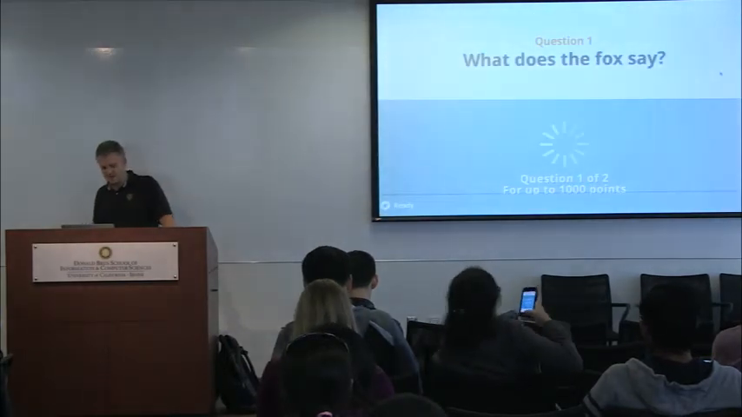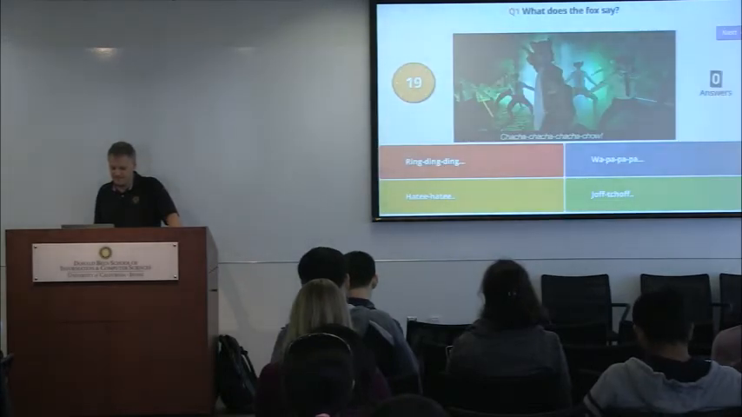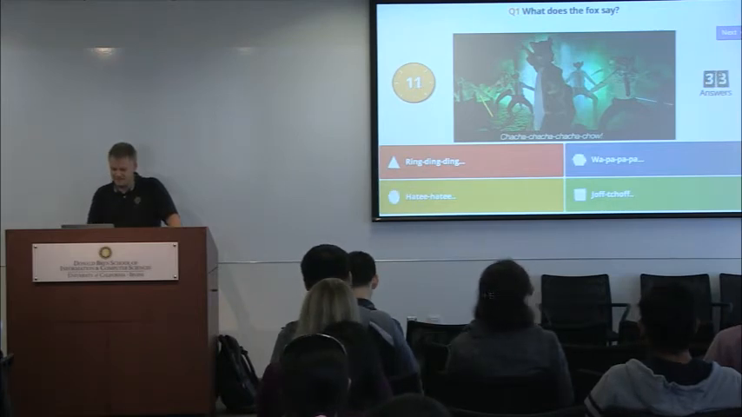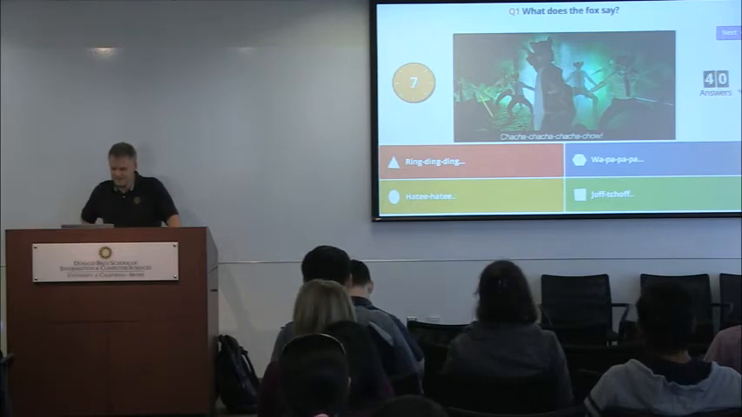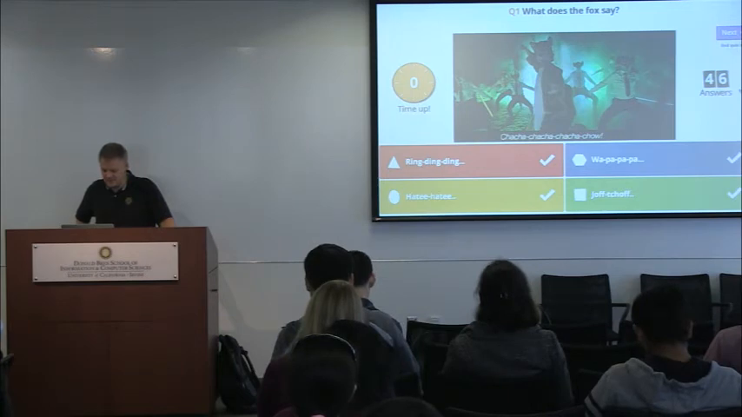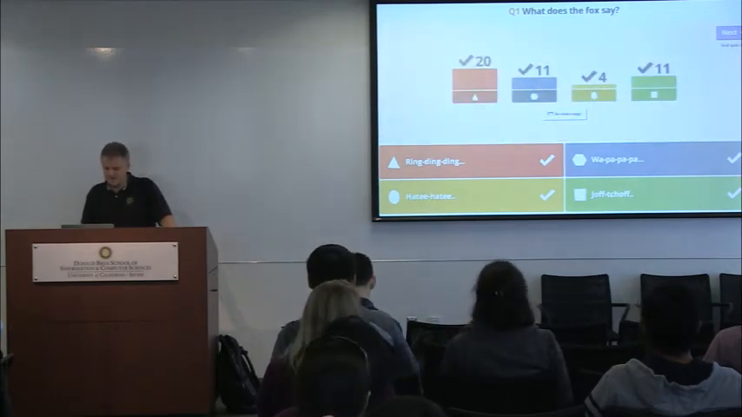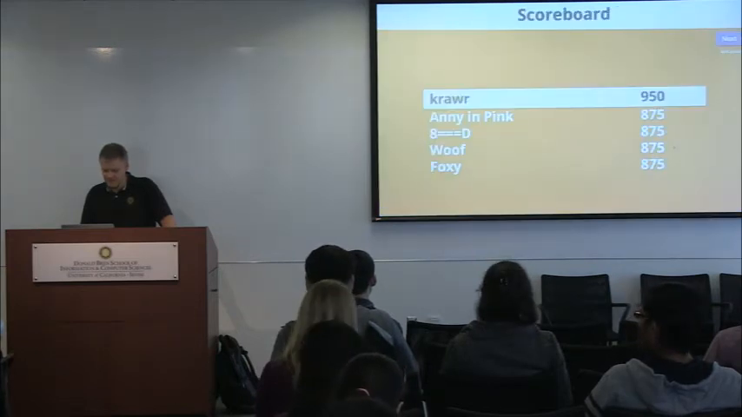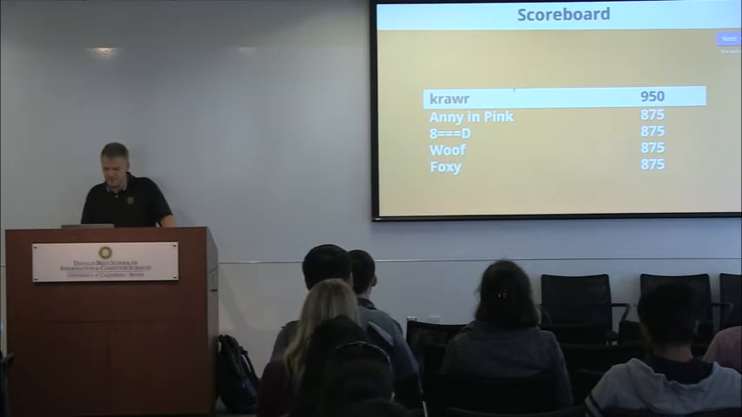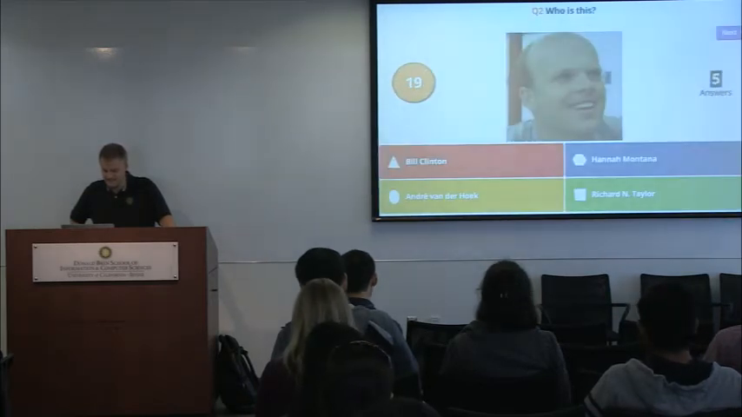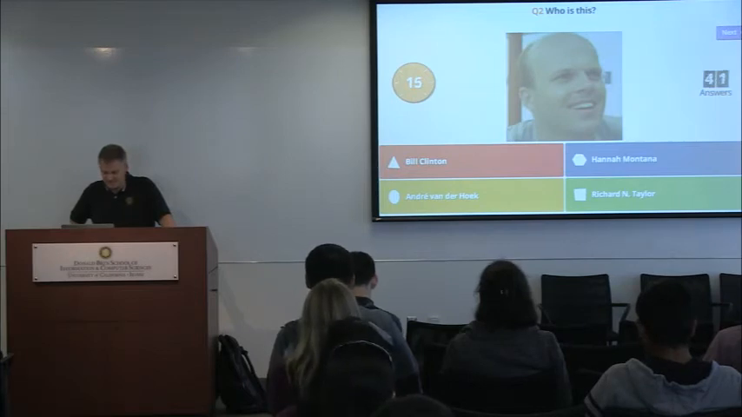All right. What does the fox say? So first you have to read the different alternatives, and then you have to push the correct answer, okay? Now we can see the distribution of the answers. In this case, all the answers were correct. So you should have got some points right now. Okay, let's see. Kraver, I don't know. It's in the lead. Okay, next one. This is the more difficult question. Who is this? The final question. Okay, maybe Hannah Montana, Bill Clinton, Andre, or Richard.